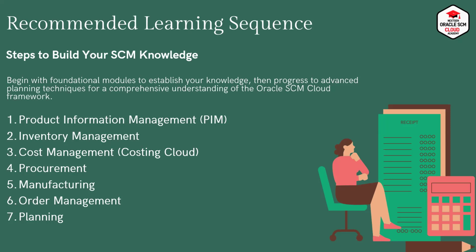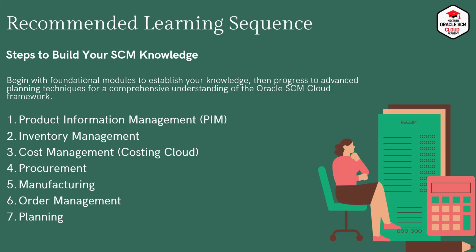Once you understand inventory and costing, we will learn procurement, which manages purchasing activities such as requisition, purchase orders, and receiving. Then we'll come to the manufacturing module, where production processes like bill of materials, routings, and work orders are executed. After that, we will cover order management, which handles customer orders and fulfillment. Under that, there are multiple order fulfillment processes, like drop shipment and back to back. All these processes we will be learning under the order management module.